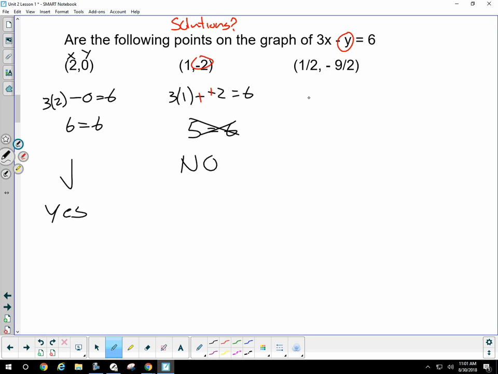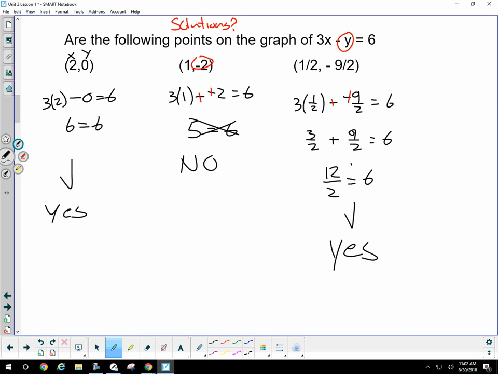1/2, negative 9/2. 3 times 1/2 minus negative 9/2 is equal to 6. I have 3/2 plus 9/2 is equal to 6. I turn that minus a negative into plus a positive. We have a common denominator. I can add the two numerators to give me 12/2 is equal to 6, and this is true. 6 equals 6. So yes, that is a solution.